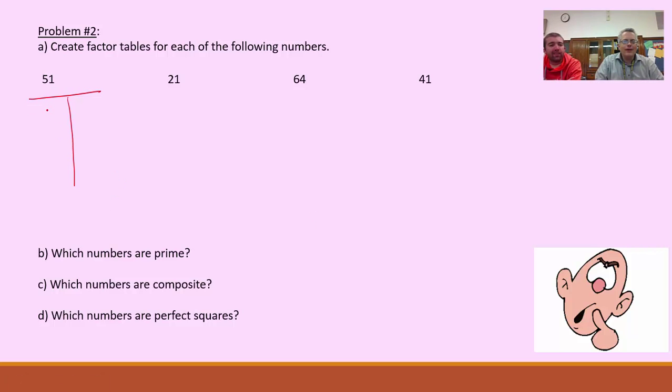What do we got? 51: 1 and 51. No 2. 3 and 17. I think that's it. The square root of 51 is like 7 point something, so you could go up to 7 and call it quits. By the time you've tried 7, you know you've got them all. 21: 1 and 21, 3 and 7.